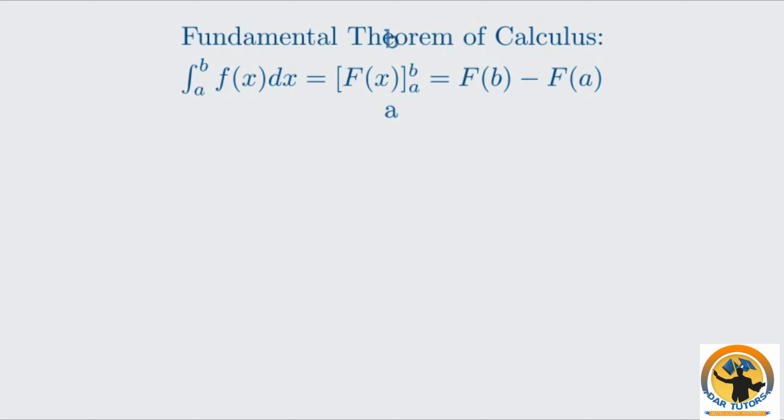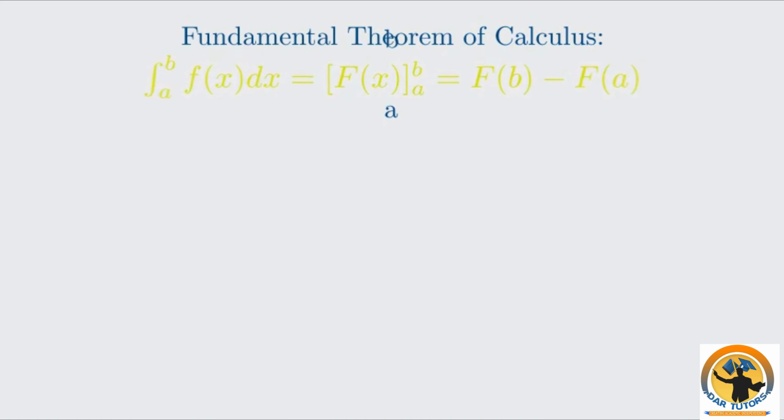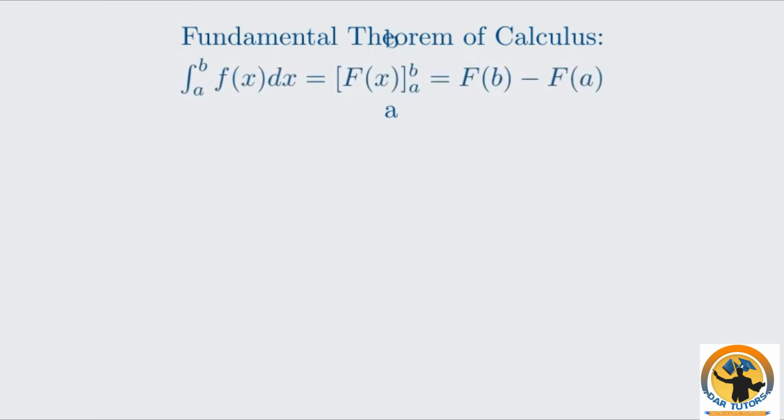Here, a and b are the lower and upper limits of integration, respectively. The notation with the square brackets means we evaluate the antiderivative at the upper limit and subtract its value at the lower limit. Let's work through a few examples to solidify this concept.